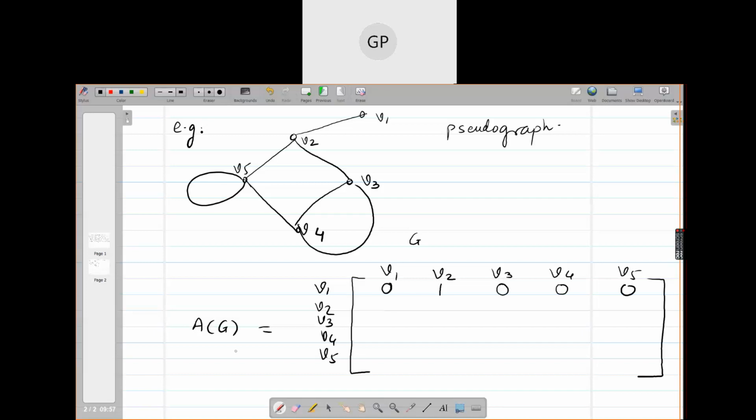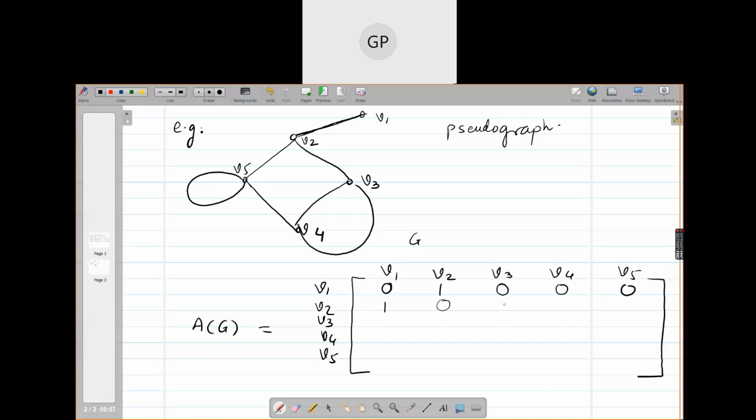Now at V2. V2 is adjacent with V1, so we will write 1. There is no direction, therefore we can read the edge from both sides. You can read it as V1 comma V2 or V2 comma V1. So when I write V1 adjacent to V2, I have to write V2 adjacent to V1 also here. Then there is no loop at V2, so 0.